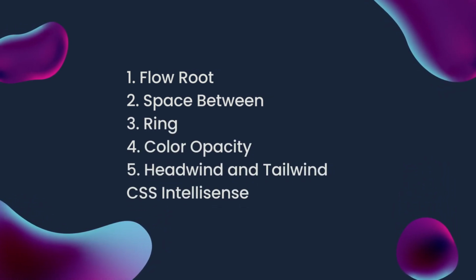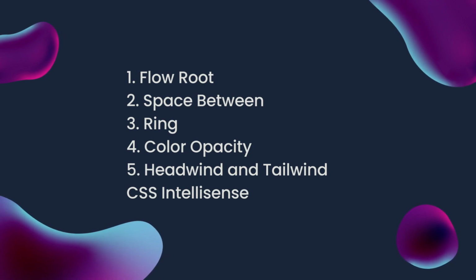1. Flow root. 2. Space between. 3. Ring. 4. Color opacity. 5. Headwind and Tailwind CSS Intellisense. Let's get started. Flow root.